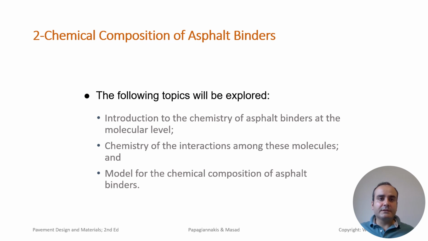Asphalt binders are complex chemical compounds. The binder's performance is deeply connected to its molecular composition, which determines how it interacts with aggregates and additives in a pavement mix. In this section, we will explore the chemistry behind these interactions and introduce a model for the chemical composition of asphalt binders. By understanding the chemical structure of asphalt binders, we can predict how the pavement will perform under different conditions such as heat, stress, and aging.